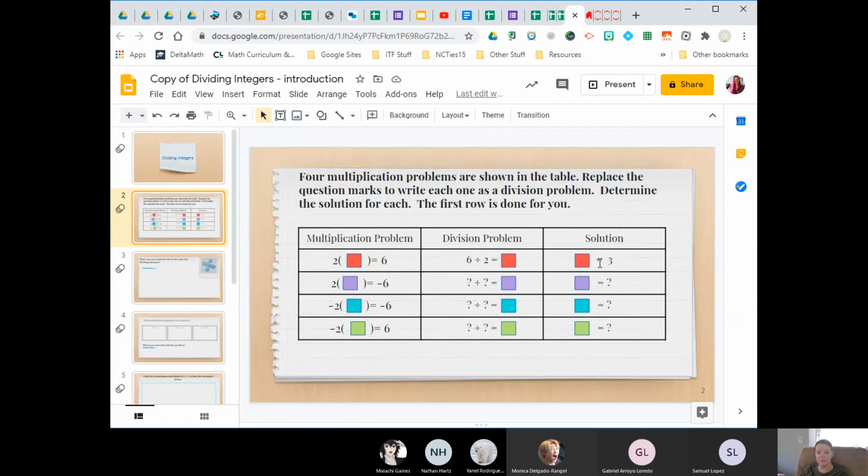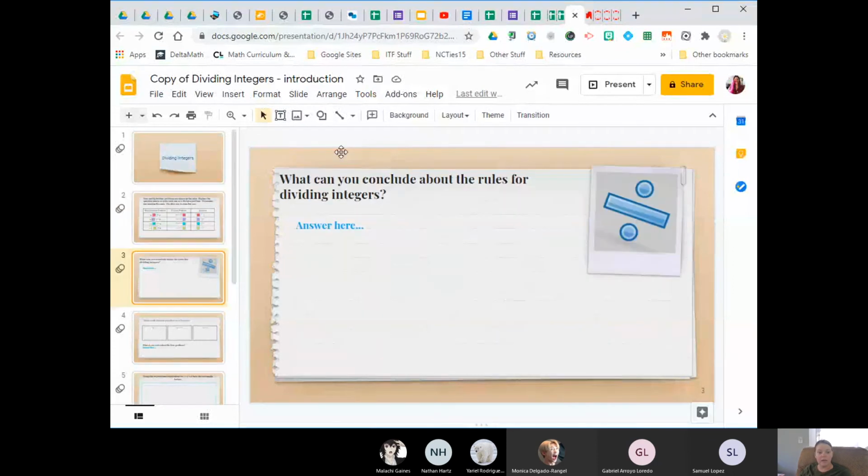So the red square equals 3. So you need to figure out 2 times the purple square equals -6. How would you write this as a division problem? And what does the purple square equal? Okay, so we might think of following this model here on the first line to help us solve the rest. I'm looking for a sentence or two here on slide 3 to answer this question.